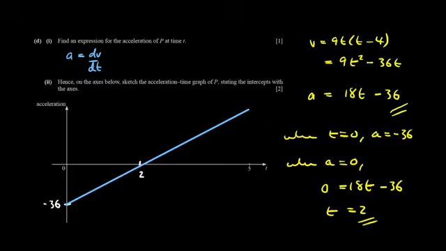Okay? And probably we can label what happens when t is equal to 5, just for the sake of completeness. Give the examiner more information than he asked for, I think. So we're going to get 5 times 18, which is 90, minus 36. So that would be 54, I think. Let me just double check that. Yeah, 90. Yeah, 54. Okay, so that should be our answer for part D.